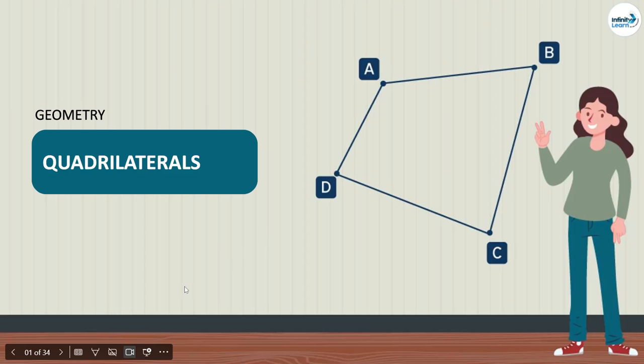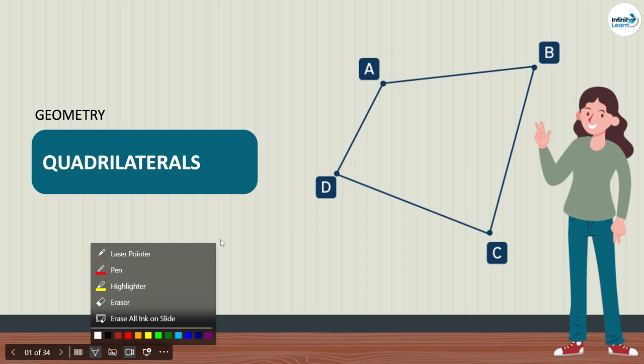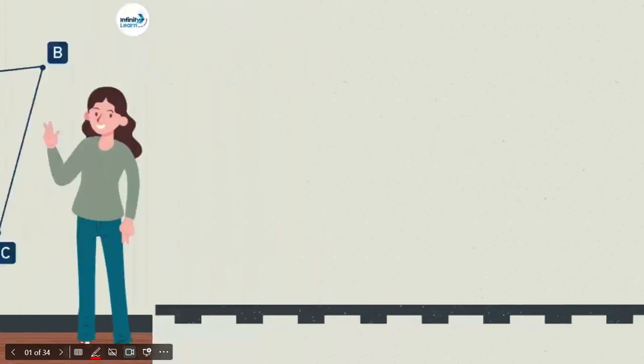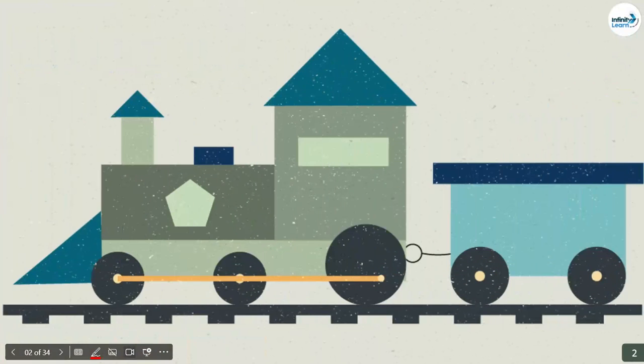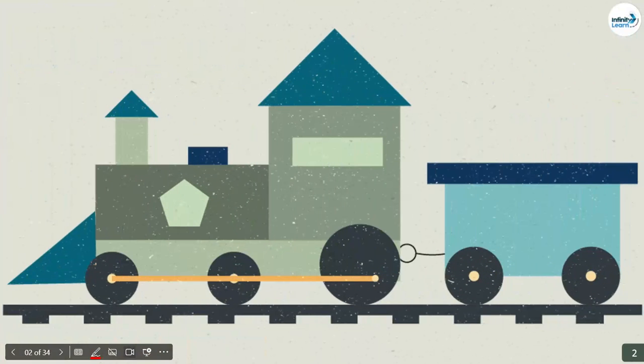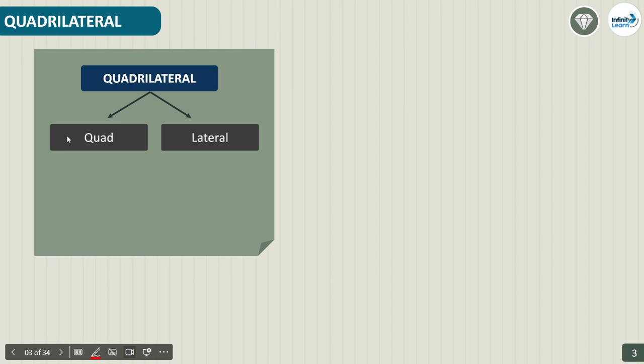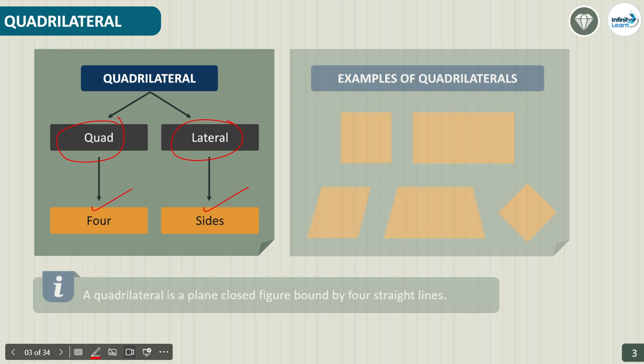So, today we are going to start quadrilaterals. Before starting the quadrilaterals, first of all, we're going to see what is the definition of quadrilaterals. Quadrilateral consists of two words, quad and lateral. Quad means four and lateral means sides.